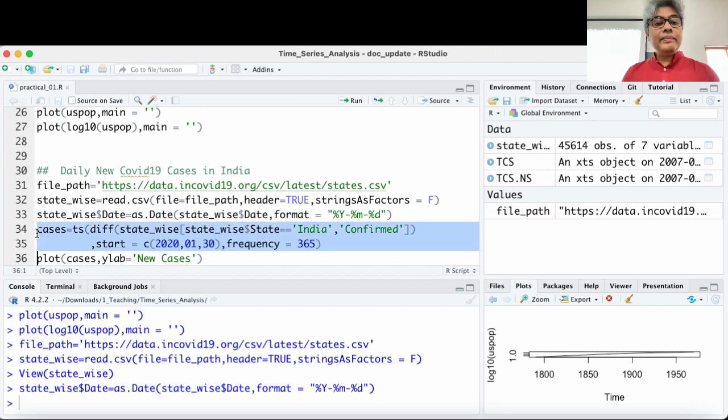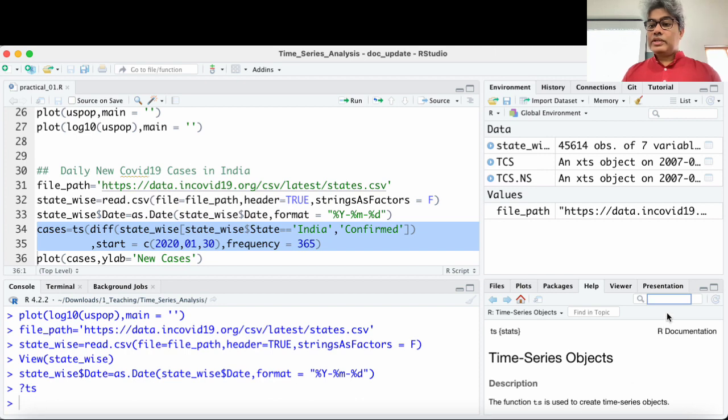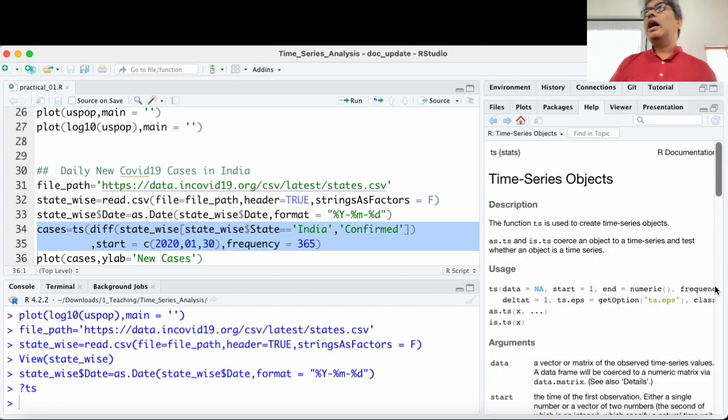Then the cases for India, I have converted into a TS time series object. If you type question mark TS, it is a time series object. In R, TS is a data type, like list or array. Similarly, you can define time series as a data type. They call it a time series object, but for all practical purposes you can consider it a time series data type.